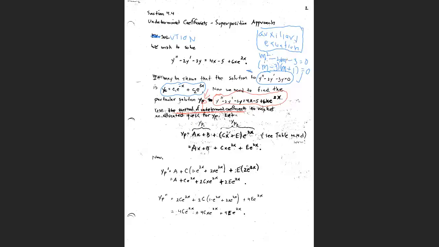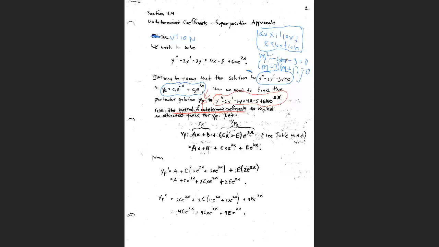So what we have to do, and I'm sorry, we're using the method of undetermined coefficients. This is what this method that we're doing is called. It's called, I'm underlining it here, the method of undetermined coefficients. So we're going to use the method of undetermined coefficients to make an educated guess for our particular solution.